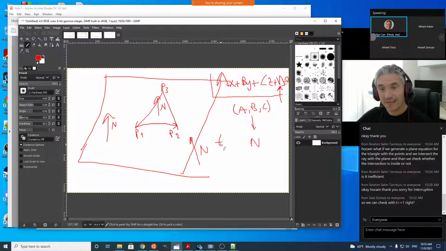After you find that T, you plug this T in your ray equation, you find the intersection point P, and then check whether this P is inside this triangle, since it may be outside. How do you do that? Again, the point inside-outside test in triangles can be done like this with cross products. We check whether this P is to the left of this edge, and to the left of this edge, and to the left of this edge.